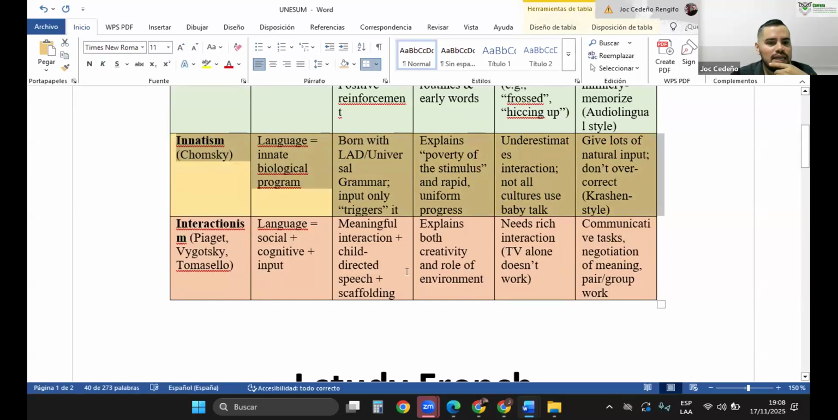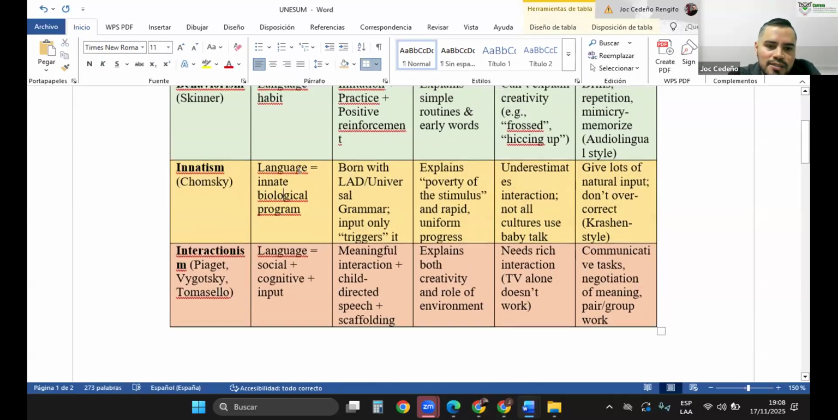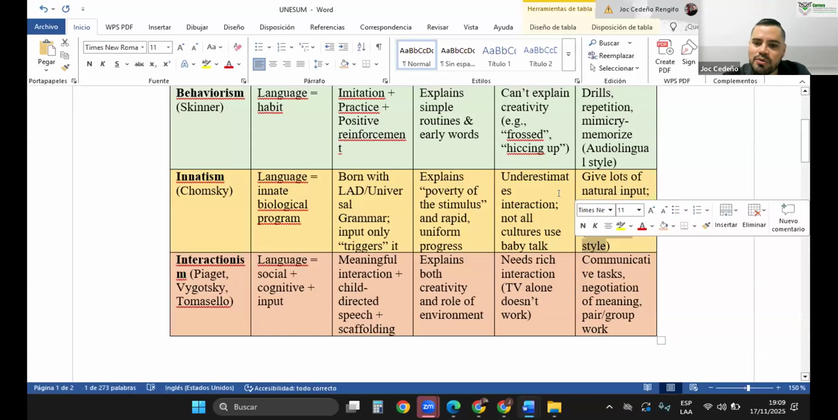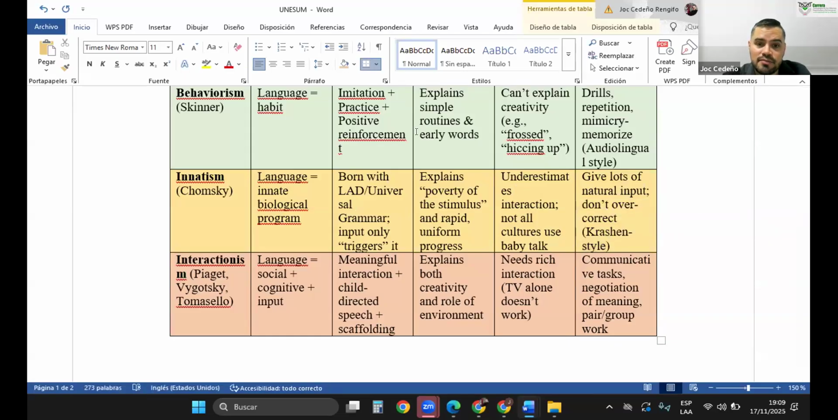In the second theory, we have the innatism proposed by Chomsky. This language theory explains that there is a biological program in children to learn the language. This is called the universal grammar theory, which says that everybody has the ability to learn a language. And it depends on the stimulus and also the progress. Another thing you should consider is Krashen's style of language acquisition, which is natural input. Don't overcorrect them, okay? That is something you need to remember.